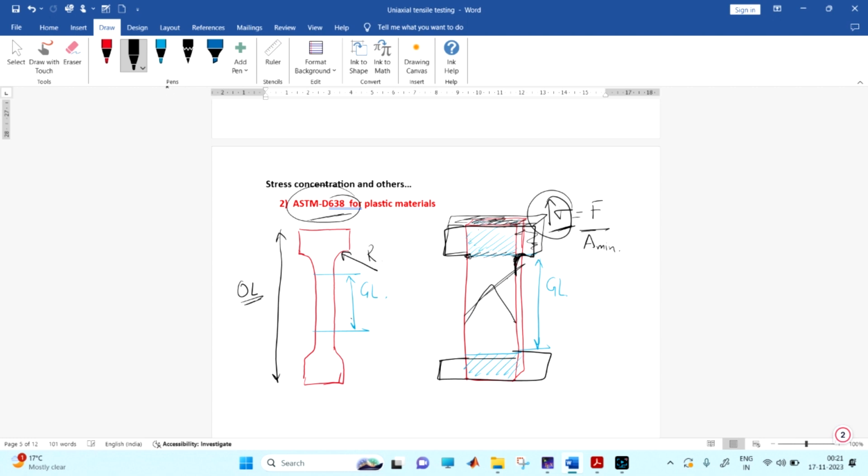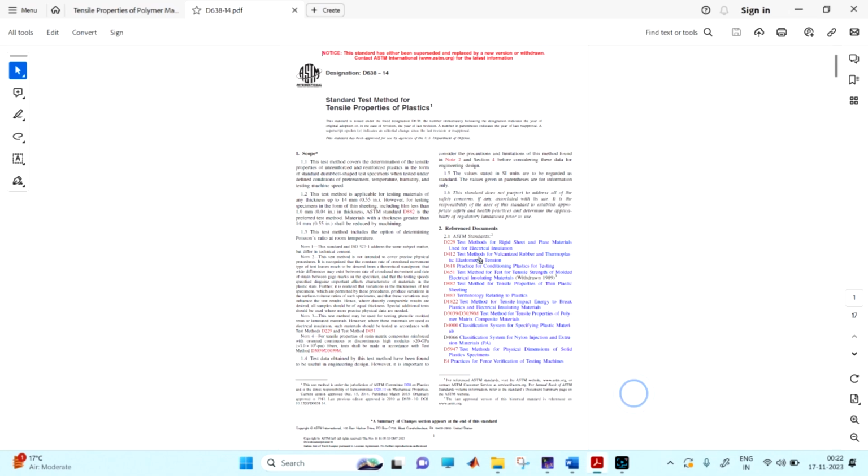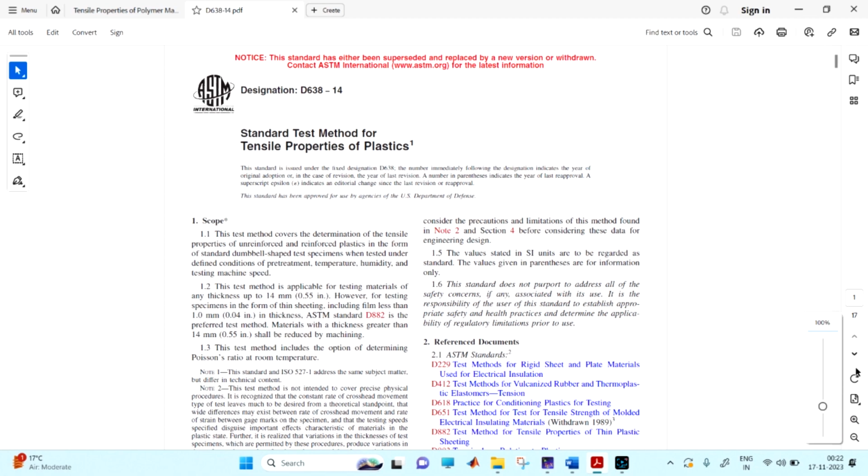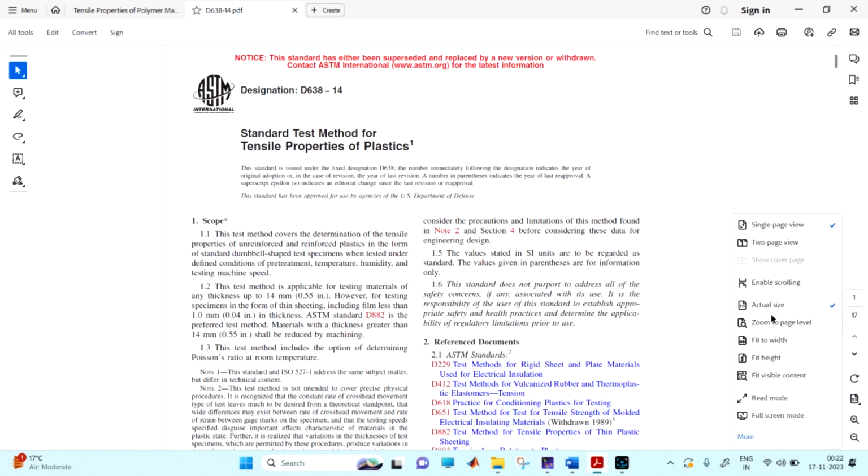They have done so much testing, and they have found these are better and the best. So we can go and use that ASTM. I'm going to show you the ASTM D638. This ASTM D638 is used for tensile properties of plastics. This is for tensile testing of plastics.